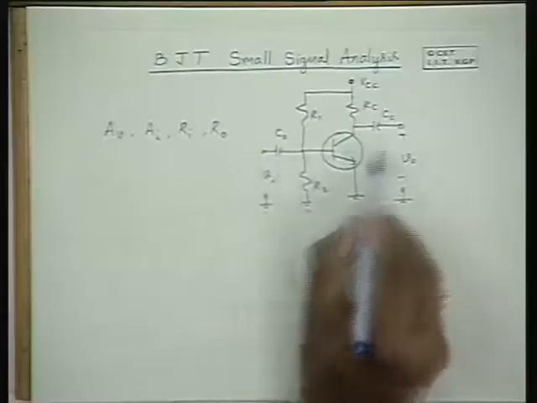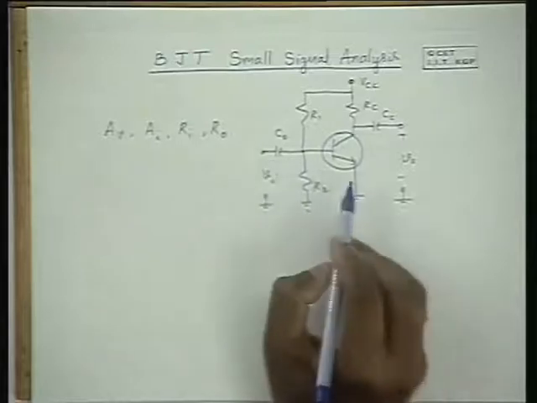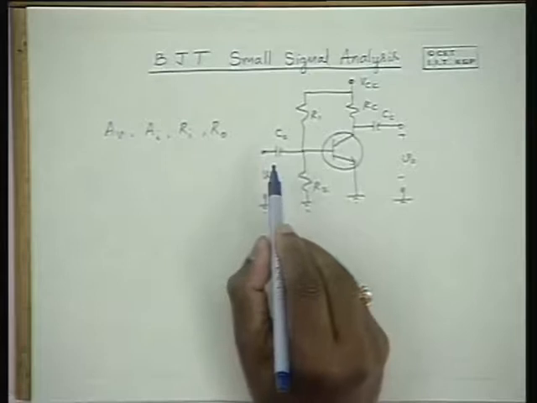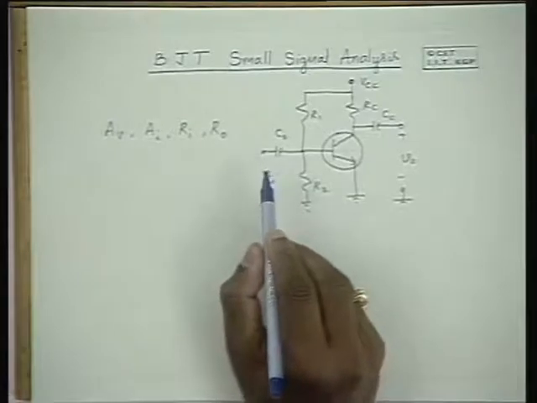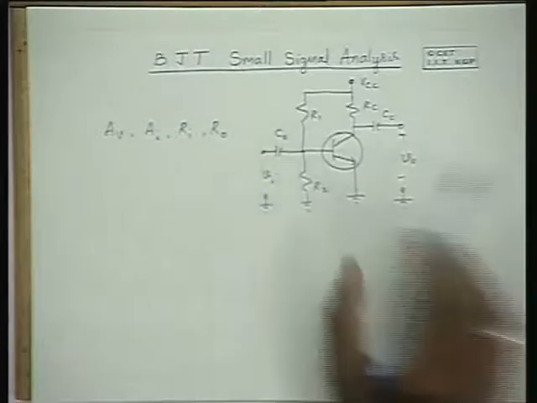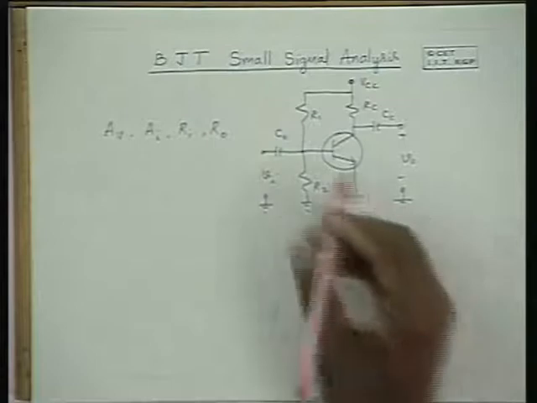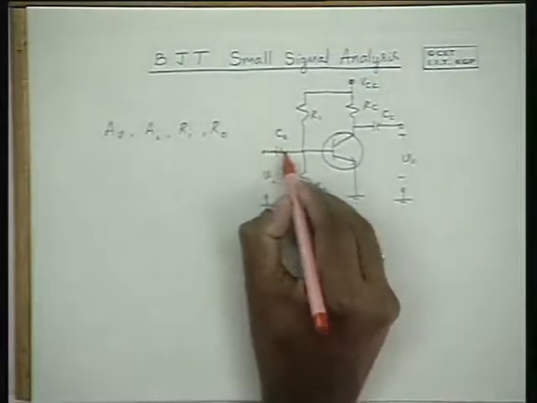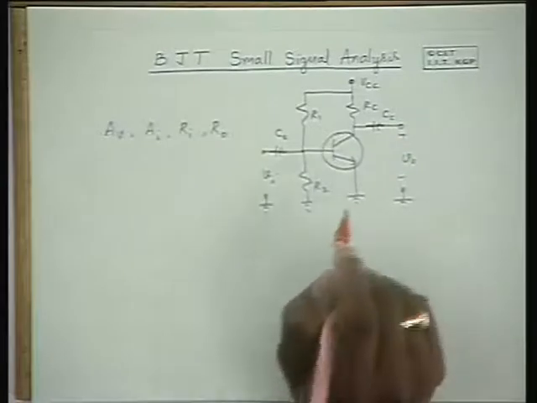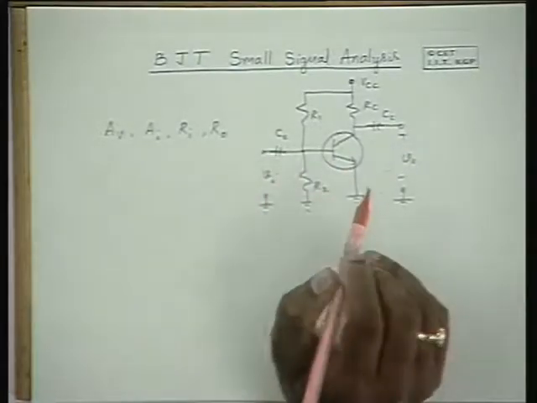As far as the coupling capacitors are concerned, at mid-band frequencies the impedance offered by the coupling capacitors is negligibly small, therefore we can replace them by a short circuit. For alternating signals, this can be replaced by a short circuit. So this is one simplification which we can bring in.